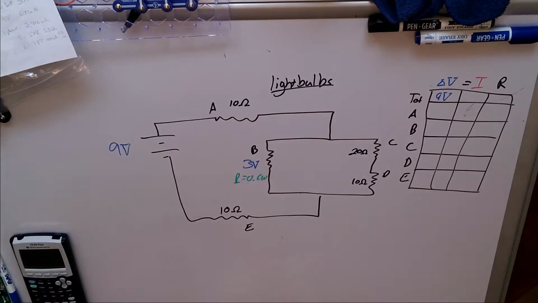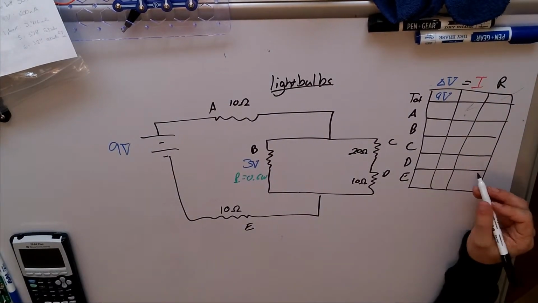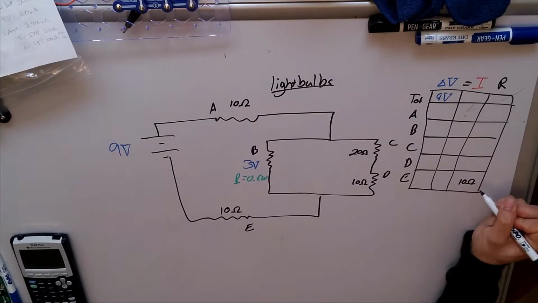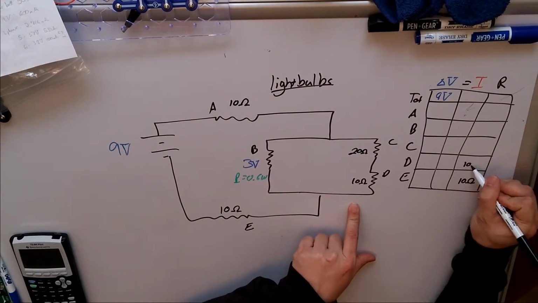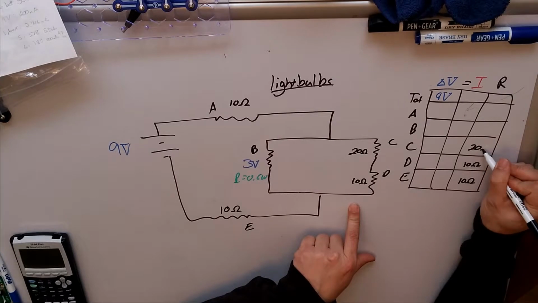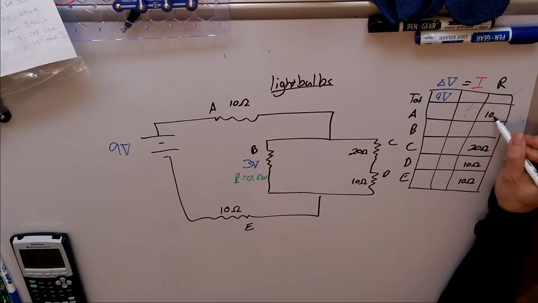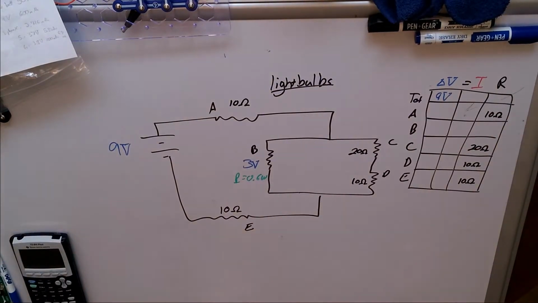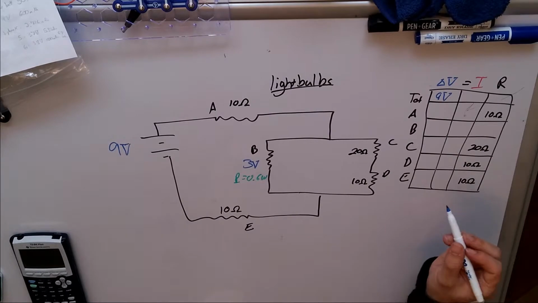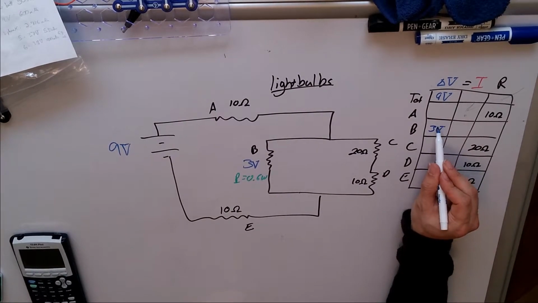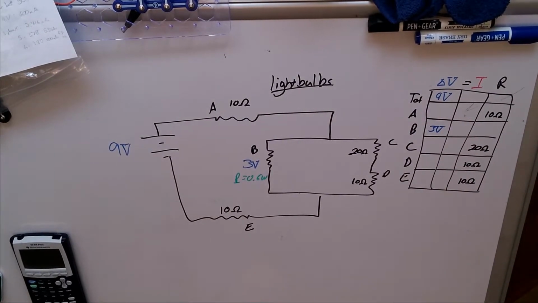Great. While I've got the black marker in hand, let's fill in some of the things that we do know resistance-wise. 10 ohms. D was also 10 ohms. C was 20 ohms. B was, question mark. A was 10 ohms. And we do not know the total resistance of the circuit. Okay, I'm going to fill in some other information. B, we said that the potential difference across it was 3 volts.